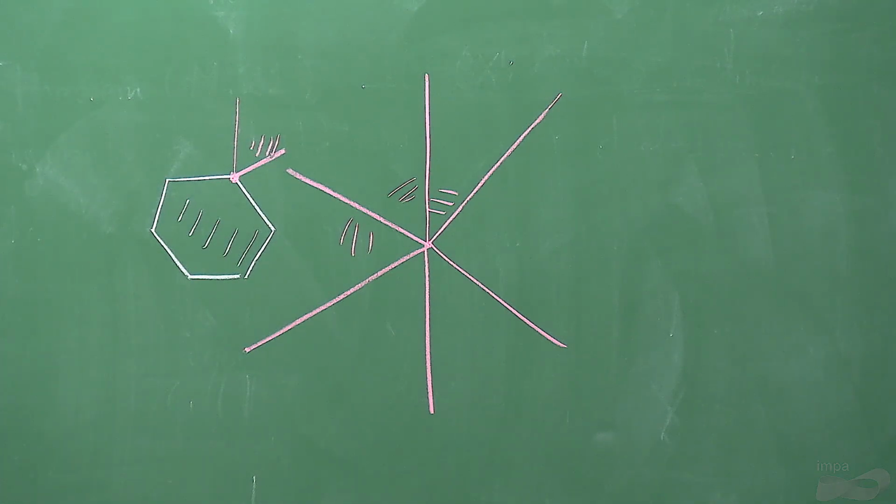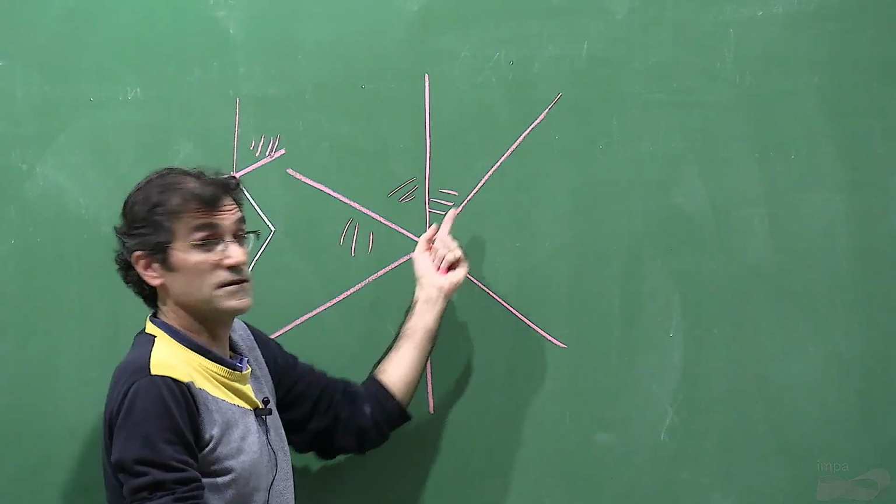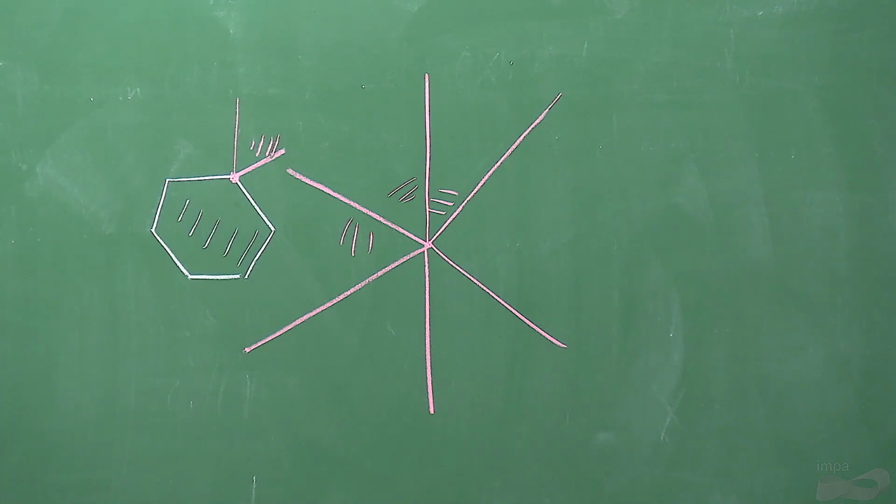So let's look at the fan associated to this polytope. This is the drawing I did. If you do it for the cube, you get a three-dimensional fan. It's a collection of cones which are glued together. And it turns out that the cohomology group of X admits a representation in terms of this fan. The idea is that inside the toric variety, to each ray of this fan is associated a divisor which lives in the boundary of the toric variety.